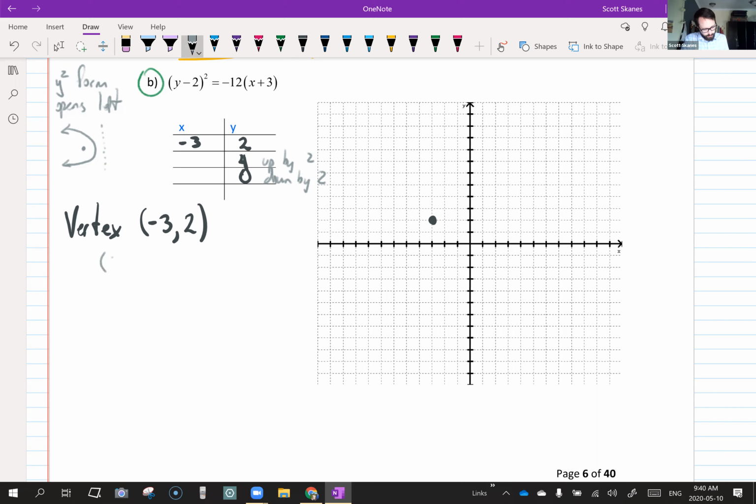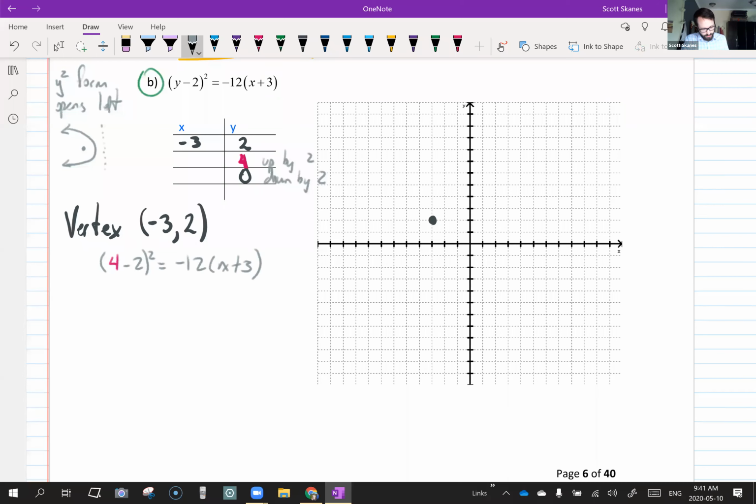So I'll put in 4. 4 minus 2 squared equals -12 x plus 3. We need to solve for that. Where did I get this from? Well, let me show you. This 4 is this 4. I'm just solving to see what the related x value is.